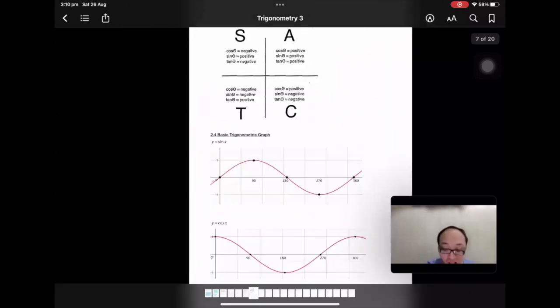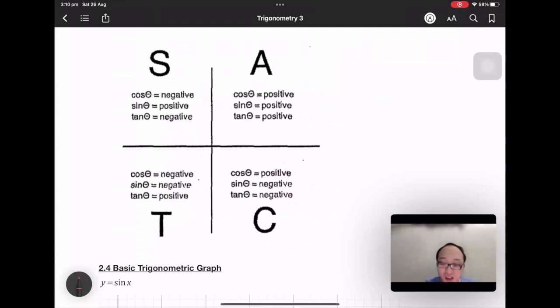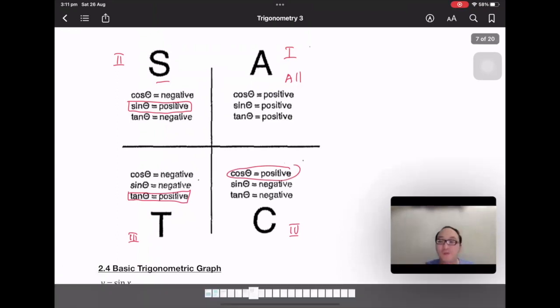And from all of these quadrants, we can see that in the first quadrant, all trigonometric functions are positive. In the second quadrant, only sine is positive. That's why it's S, only sine. In the third quadrant, only tangent is positive. And in the fourth quadrant, only cos is positive. Yeah, you can see from here.